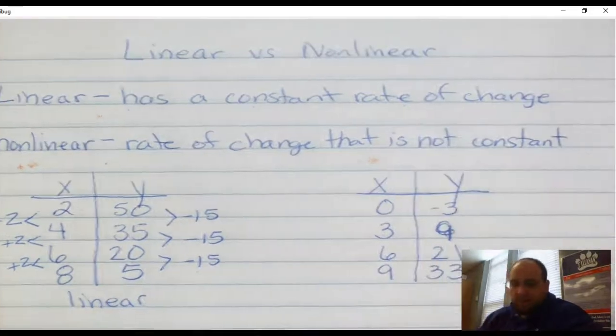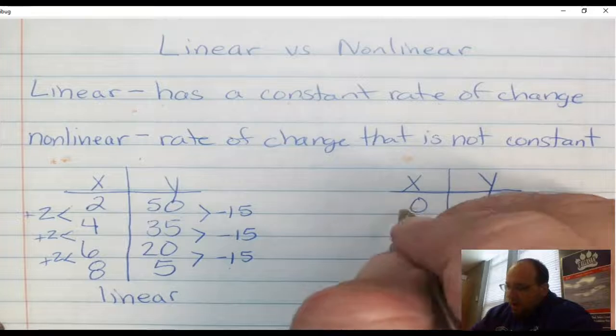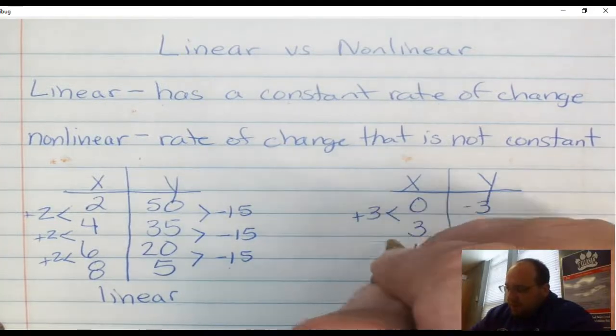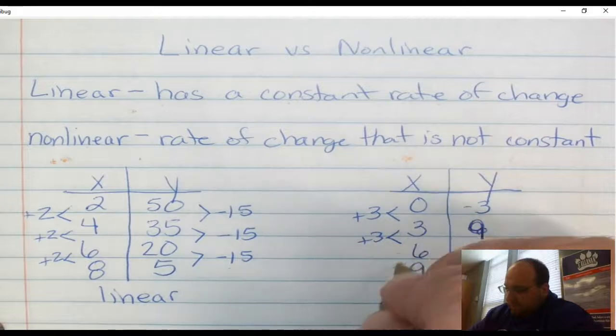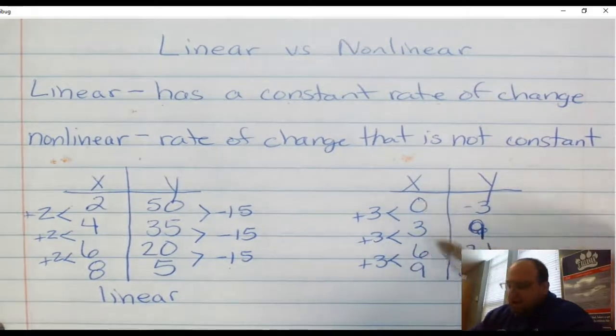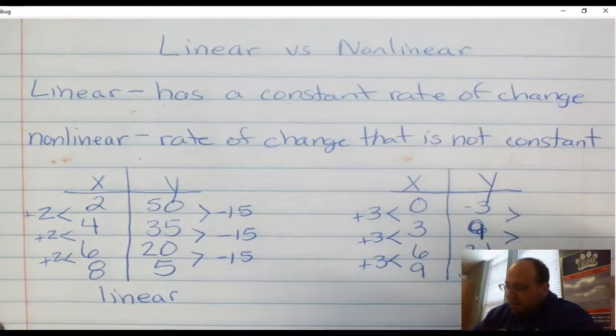So let's look at another one. I'm going to look over here first at what this is changing by. This looks like it's going up by 3 each time. So 6 to 9 went up by 3. Because each of these is constant, in order to be linear, the same exact number needs to appear in each of these three.